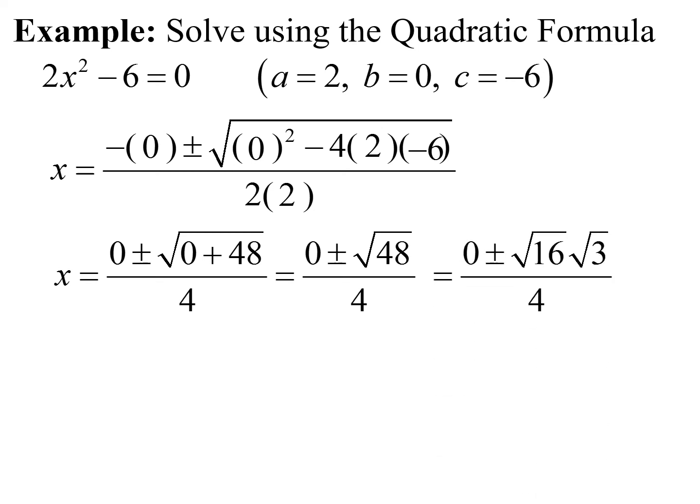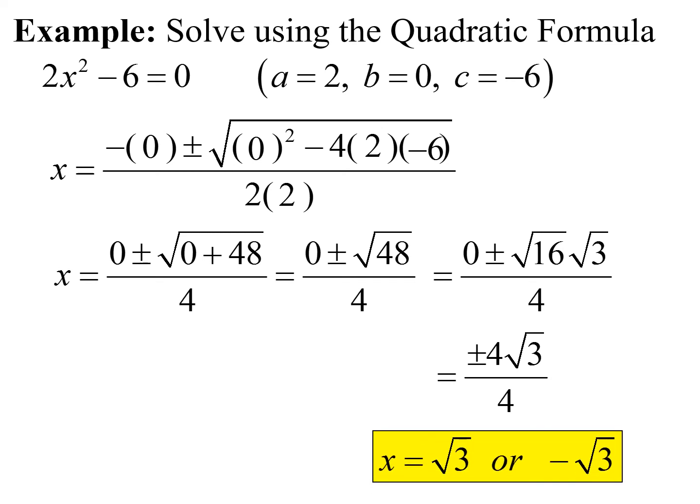So that separates into two options. But first, again, we're going to try and look at simplifying our radical. So 48 is made up of 16 times 3. So I have the square root of 16 times the square root of 3. And that becomes plus or minus 4 square root of 3. That comes from the square root of 16 is 4, so 4 times the square root of 3. And 4 divided by 4 is 1, so really this separates into positive square root of 3 or negative square root of 3.